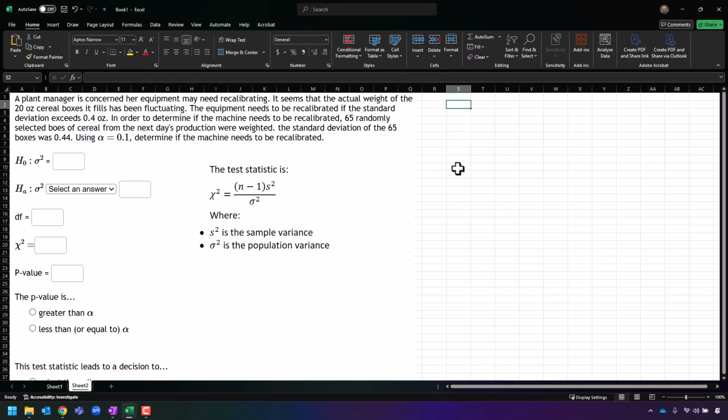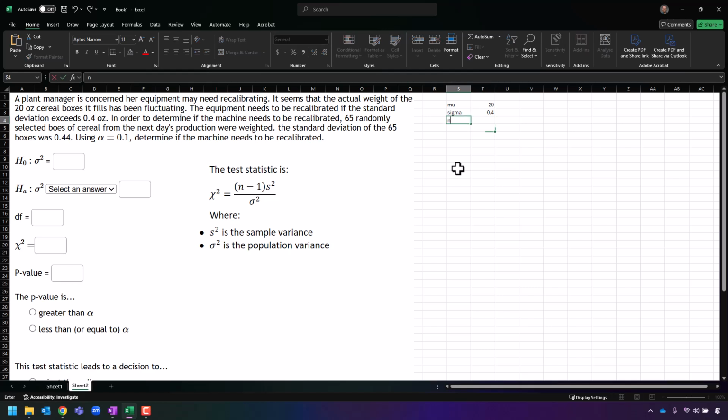So, a couple of things here, just going through. We have 20-ounce cereal boxes, and this is a mean. So this is probably mu. Not actually important here, just information in there. The equipment needs to be recalibrated if the standard deviation exceeds 0.4. So this is sigma, and the exceeds helps us with the tail.